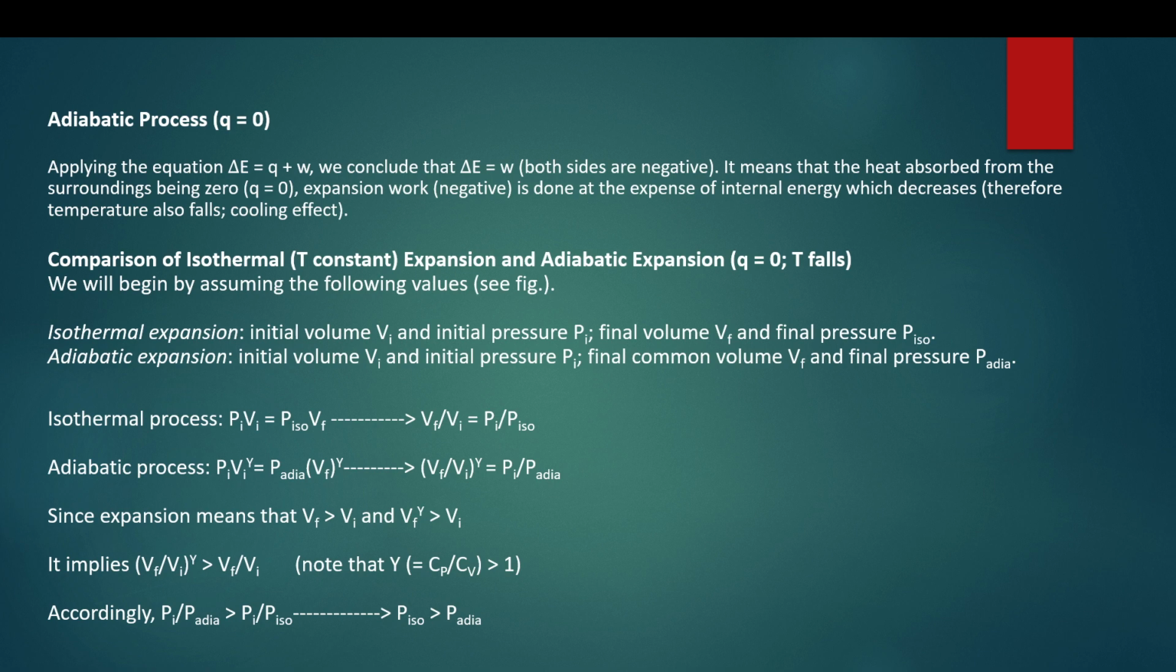Isothermal process: Pi Vi equal to P iso Vf, that is Vf upon Vi equal to Pi upon P iso. Adiabatic process: Pi Vi power gamma equal to P adiabatic Vf power gamma. It means Vf upon Vi whole power gamma equal to Pi upon P adiabatic.